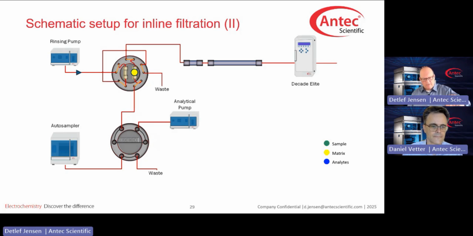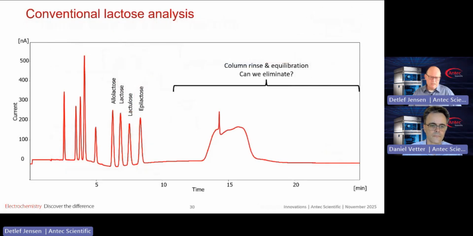But this combination of a 6-port and a 10-port valve is very powerful. It allows you to automate other applications in, for example, the food and beverage arena. And one of the very popular applications is the determination of lactose. So this is the standard, the traditional setup for the lactose determination.